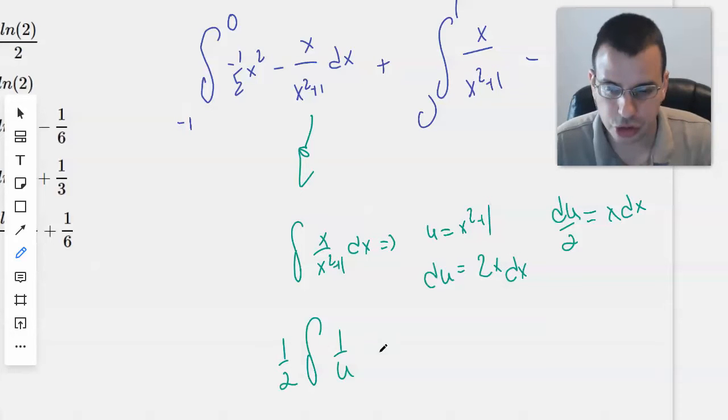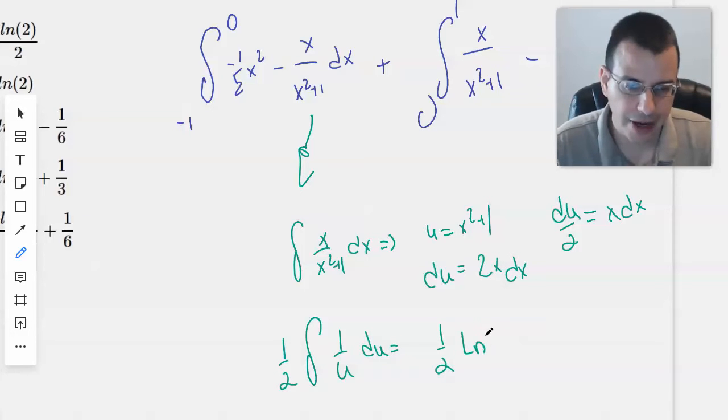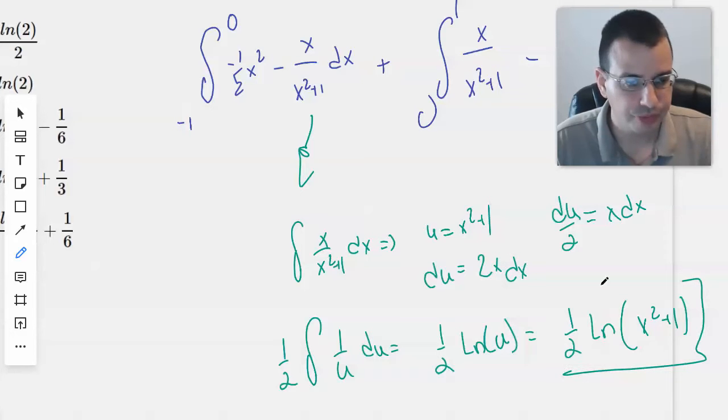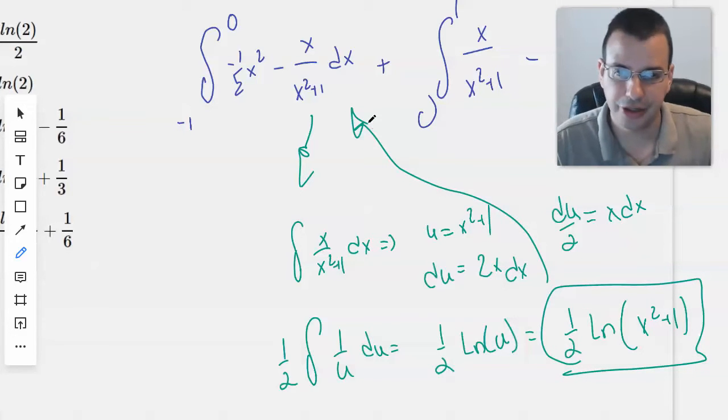1 over 2u du, which gives us 1 over 2 natural log of u, which equals 1 over 2 natural log of x squared plus 1. So that will be the integral for that portion right there.